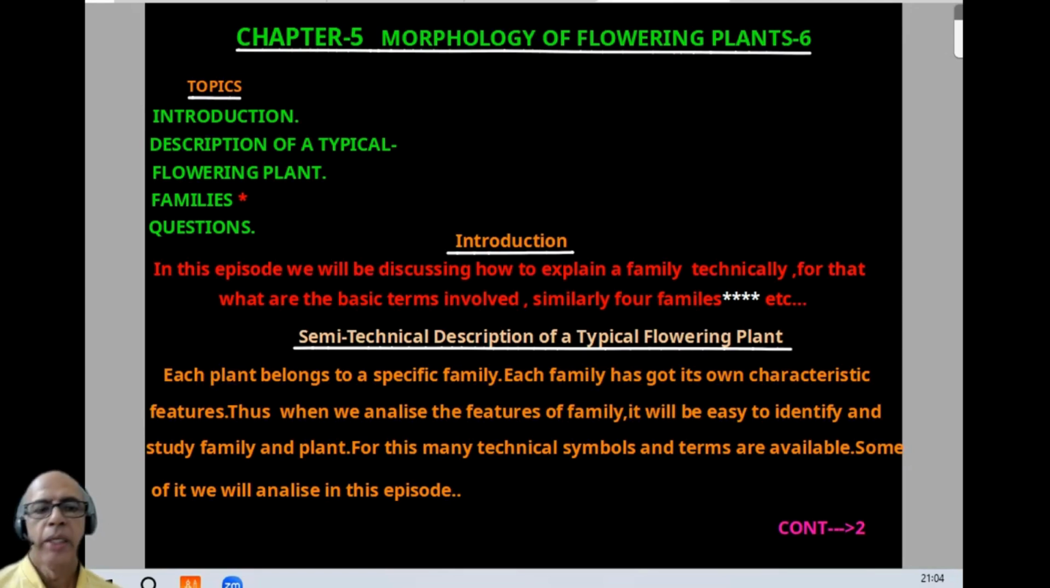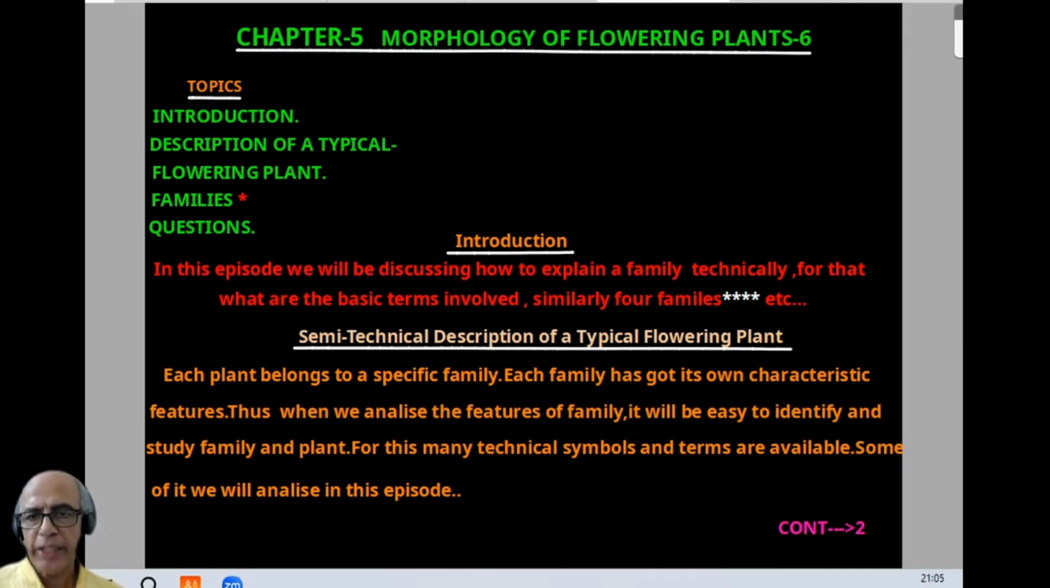So we can proceed. As an introduction, in this episode, we'll be discussing how we explain a family technically. For that, what are the basic terms involved? Similarly, 4 families we'll be discussing in this episode, and 4 will be in the next episode, by which morphology will be over. Then we can enter into the subject in a detailed manner. Semi-technical description of a typical flowering plant.